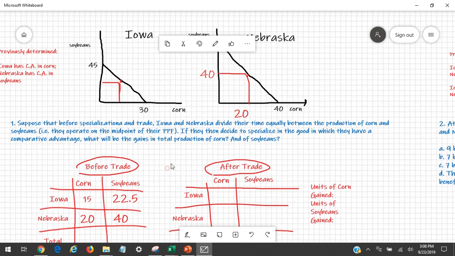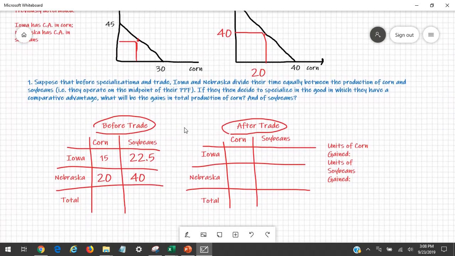Okay, so now back to our table. Now we have information about how many bushels of corn Iowa and Nebraska were producing. I want to add the two together because in this question, they're asking about total production of corn and soybeans. That means they want to know together how many bushels of corn Iowa and Nebraska produce and how many bushels of soybeans together they're producing. So we have to add Iowa's corn plus Nebraska's corn to figure that out.